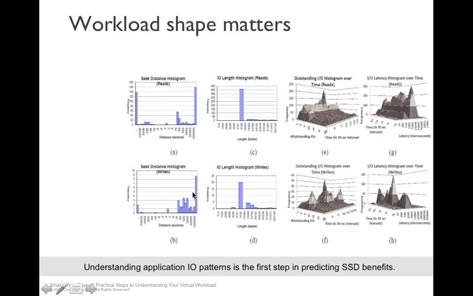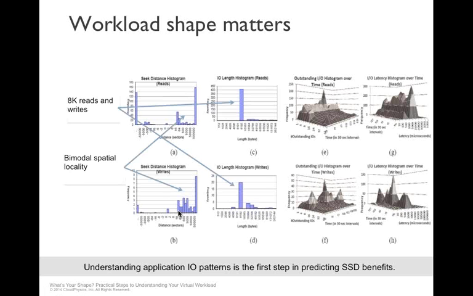And this was for reads. The writes, same pattern. There's randomness, and yet there's also some sequentiality. So that's good to know. This sort of bimodal spatial locality pattern. But you look at IO length for Microsoft Exchange, this particular version, you'll see that, yes, 8K is the most common, but there are larger block sizes as well, going all the way up to 128K.